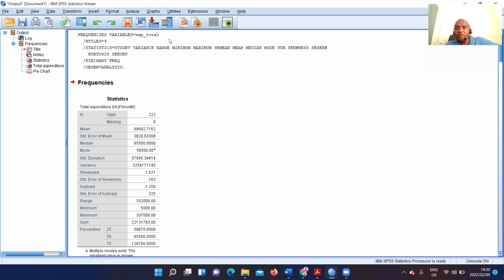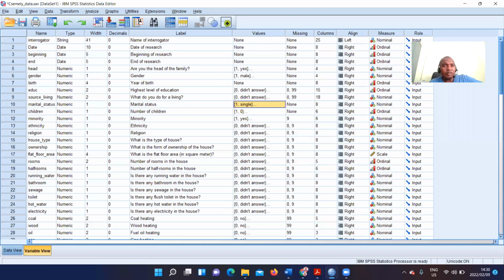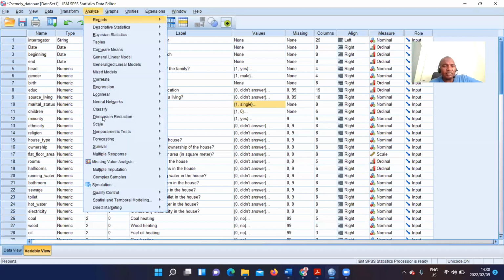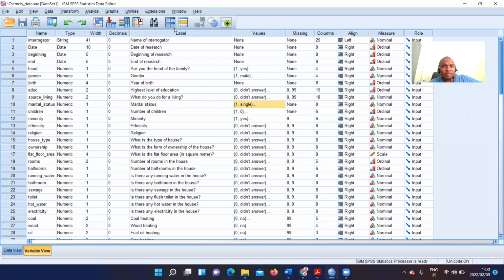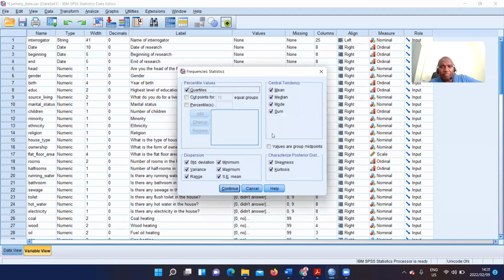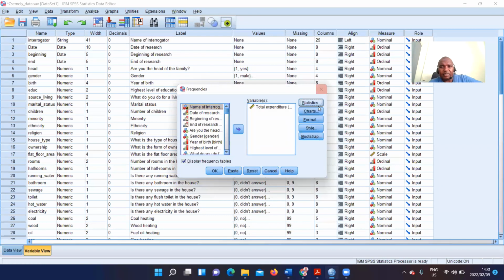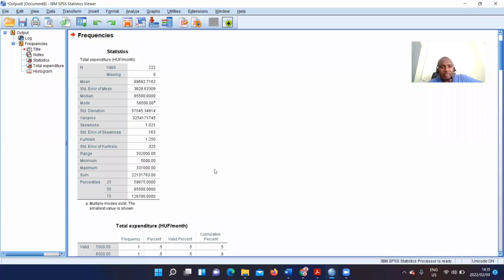And then we can close that output window. We analyze, descriptive statistics, frequencies, total expenditure. We want to check in terms of charts. We want the histogram with a normality curve. I say it is platykurtic. I want to show that it is platykurtic.